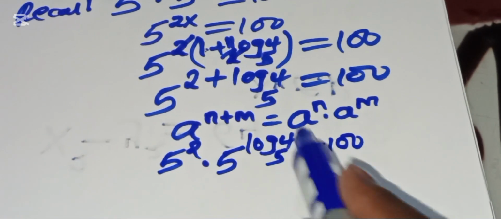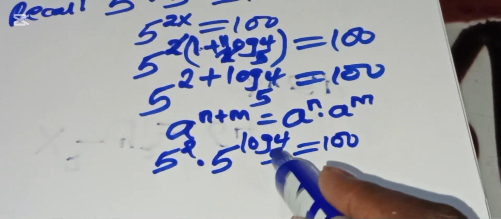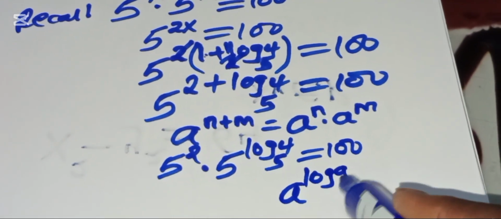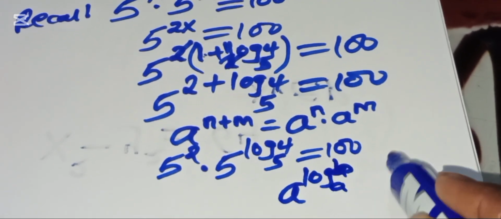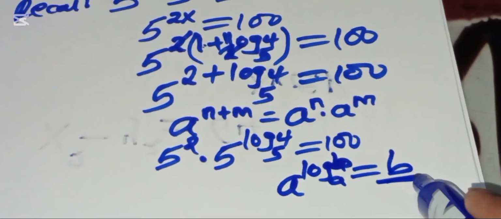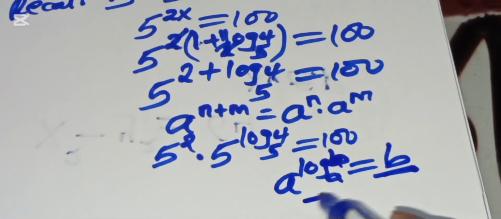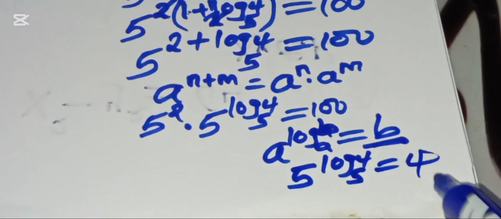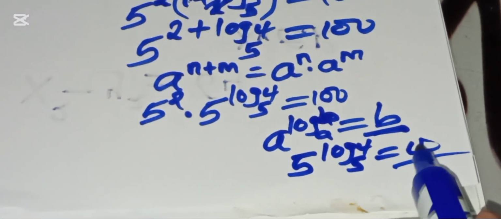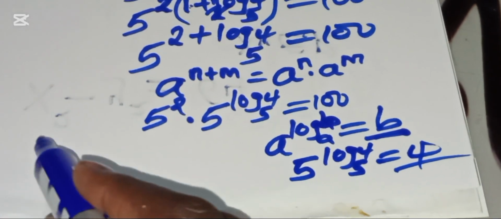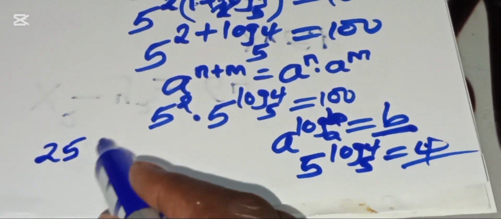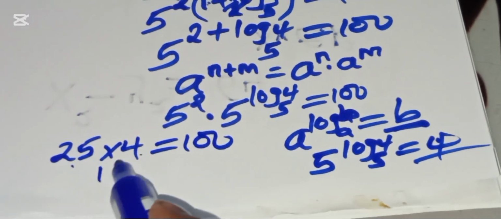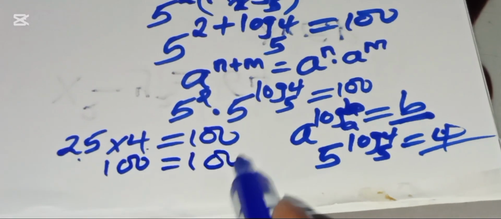Now 5 raised to power log 4 to base 5 is in the form of a raised to power log b to base a. This essentially will give us a value of b. So let's apply this property. 5 raised to power log 4 to base 5 is the same thing as 4. So let's substitute this 4. We'll have 5 squared, which is equal to 25, times 4. This should be equal to 100. 25 times 4 is 100, which is equal to 100.